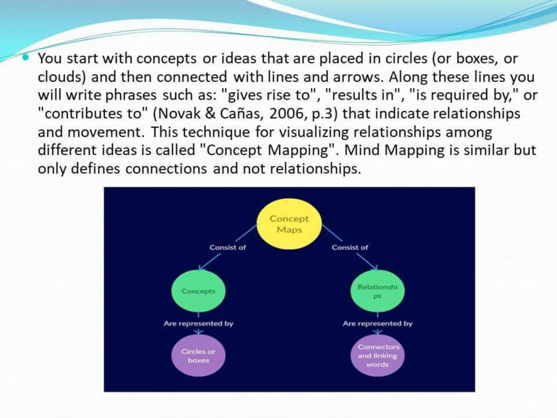You start with concepts or ideas that are placed in circles or boxes or clouds and then connected with lines and arrows. Along these lines, you will write phrases such as gives rise to, results in, is required by, or contributes to, by Novak and Canas, 2006, that indicate relationships and movements. This technique for visualizing relationships among different ideas is called concept mapping. Mind mapping is similar but only defines connections and not relationships.